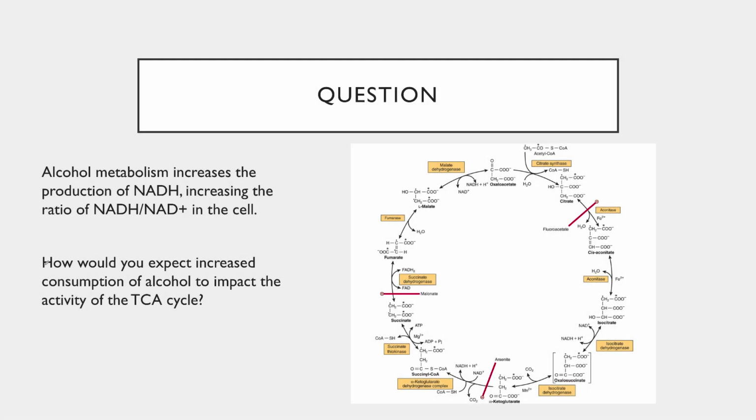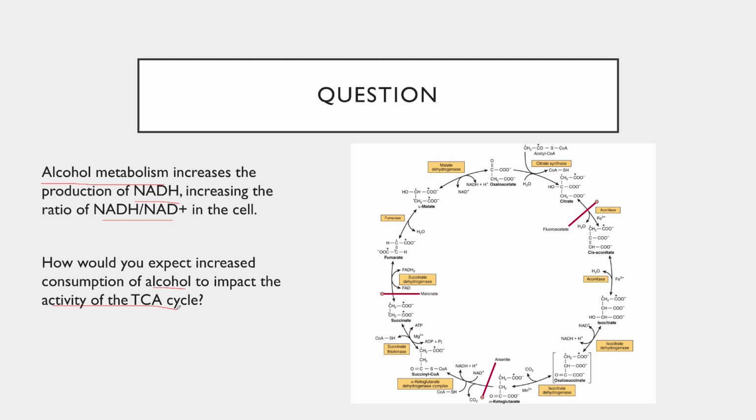So let's finish with this question. Alcohol metabolism, which we haven't discussed, increases the production of NADH, increasing the ratio of NADH to NAD+ within the cell. So as a result of this, how would you expect increased consumption of alcohol to impact the activity of the TCA cycle?